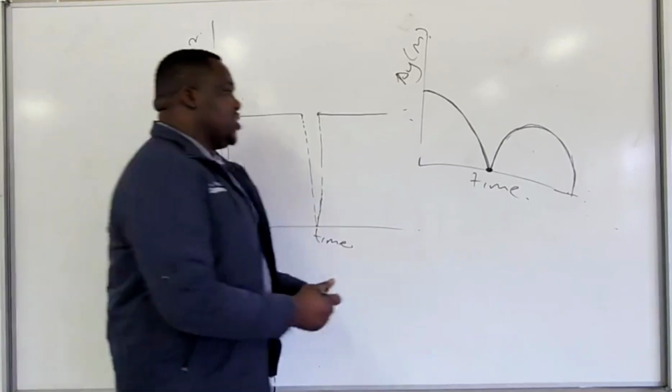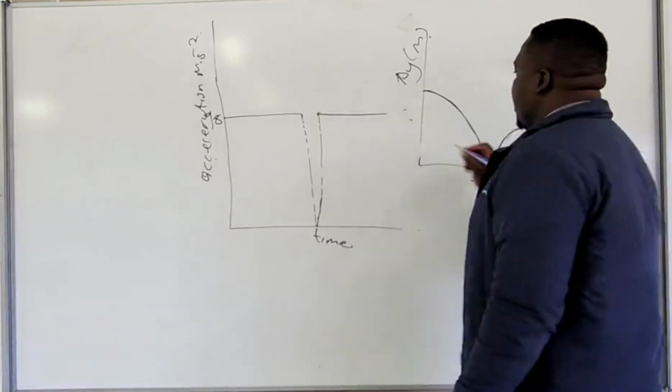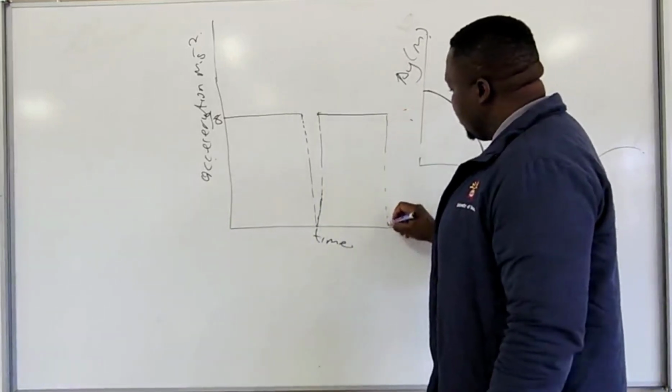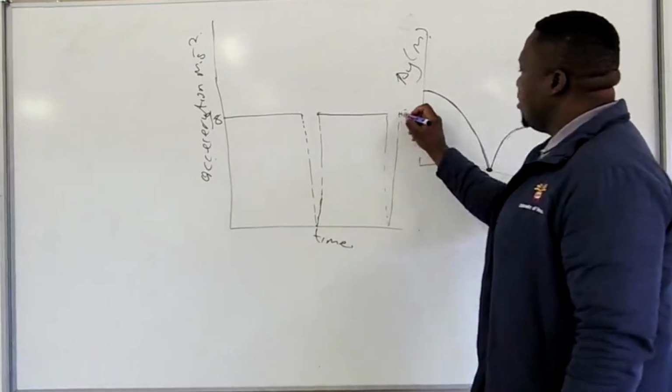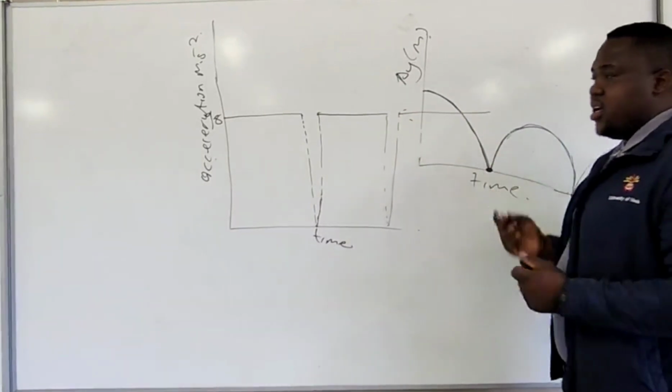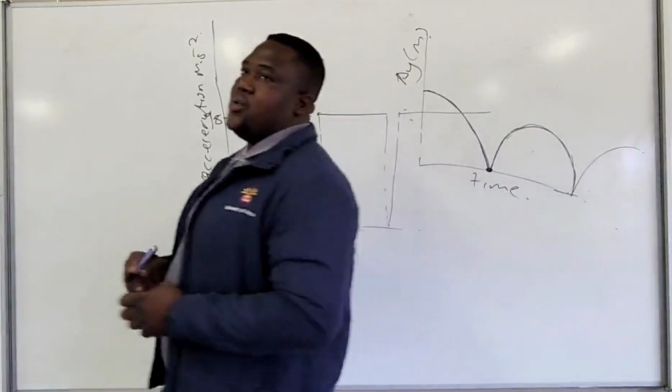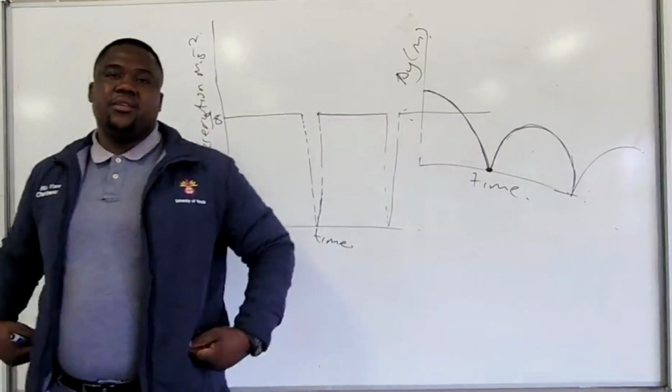If it bounces again, we're going to represent it like that. Bounce again, acceleration continues. And then like that, we move. That's how we do the acceleration versus time graph.